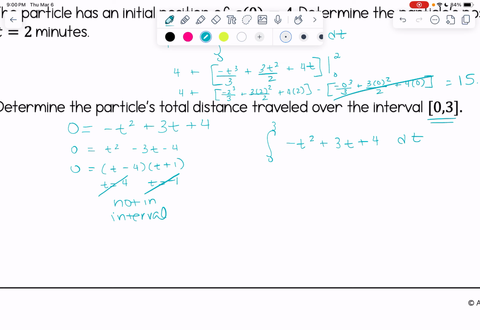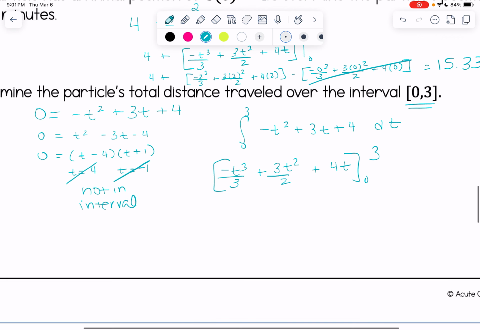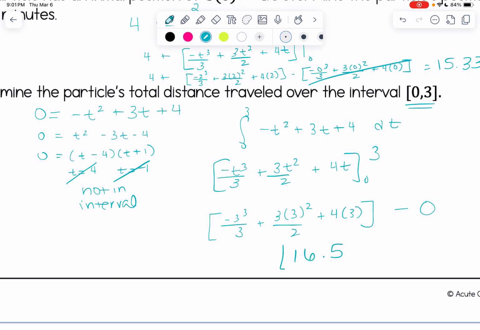When we integrate this by hand, if we were doing this without a calculator, right, we already know what the antiderivative is from the previous part of this problem. I'm going to evaluate from 0 to 3. Just like in the previous part, when I plug in 0, we're going to get 0 there. So really the only part that is going to affect this problem is what we get when we plug in 3, and all of this will give us 16.5. And in this case, our unit would be meters, and that would be our total distance traveled over the interval 0 to 3.